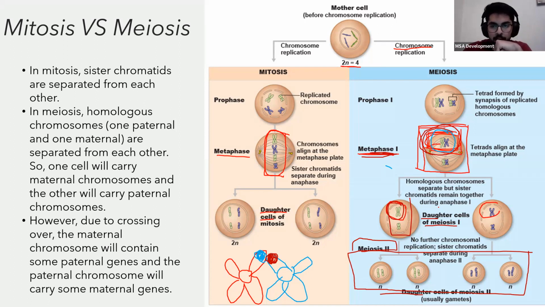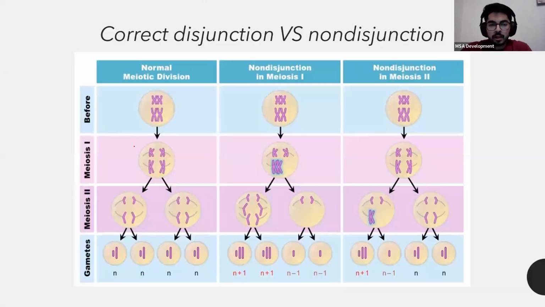Now, a very important thing that you need to know is that sometimes not everything goes as planned, and sometimes we have some mistakes that happen. Sometimes some chromosomes fail to separate from each other. But when everything happens as it should, we call that correct disjunction. In other words, separation happened correctly. And when that happens, all the daughter cells have the same amount of chromosomes, which is 23 chromosomes.